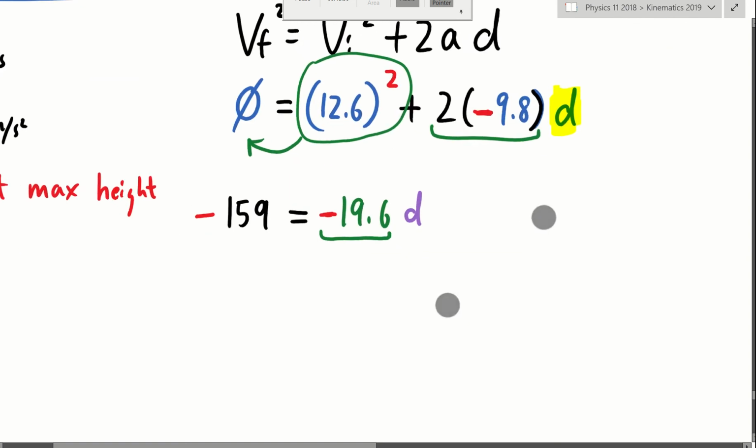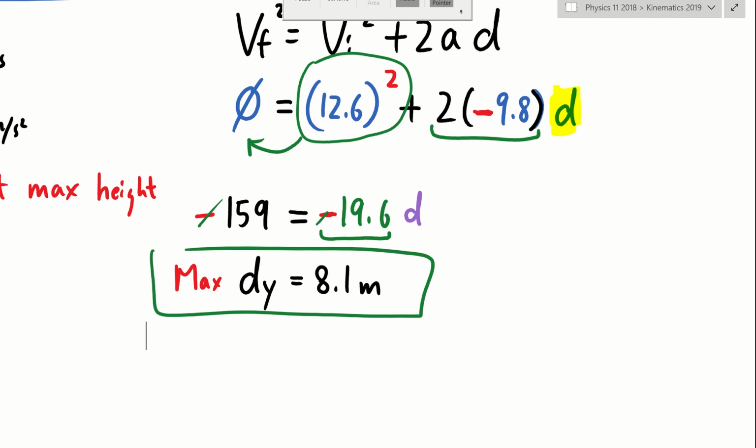Okay, final step, drop the negative, right? Double negative, you can drop it. Divide both sides by 19.6. Your maximum height. Your maximum height, dy, I guess I should say maximum dy is 8.1 meter approximately.